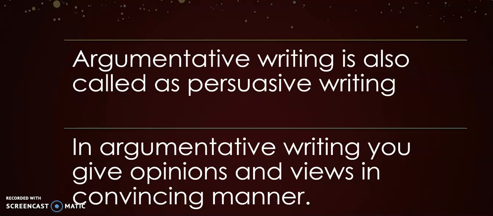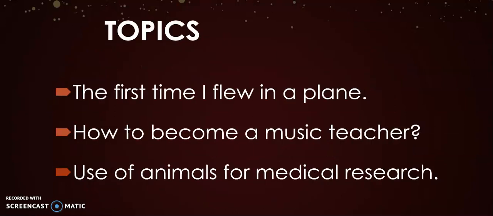Now, take a look at the following sentences. I want you to identify what type of rhetorical mode you would use to explain or brief the statements. The first, the first time I flew in a plane. Probably you would be using the rhetorical mode narration to narrate this event, right? Now here, the second statement, how to become a music teacher. You're going to illustrate with examples.